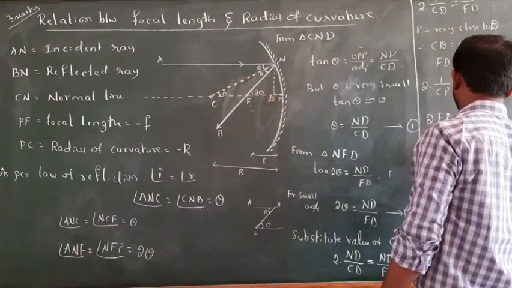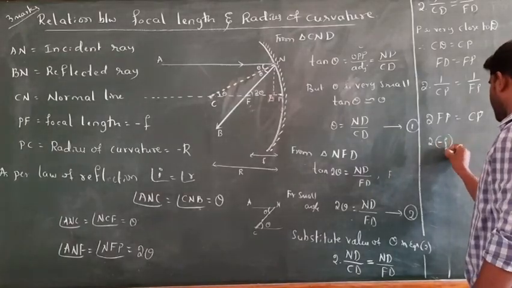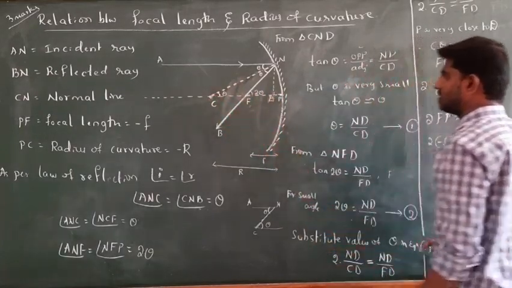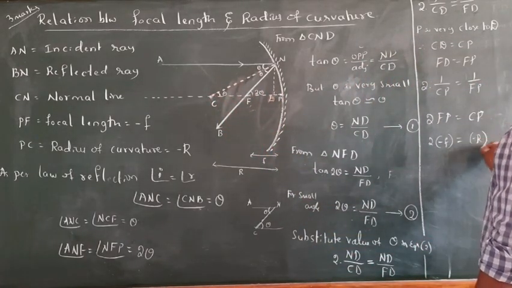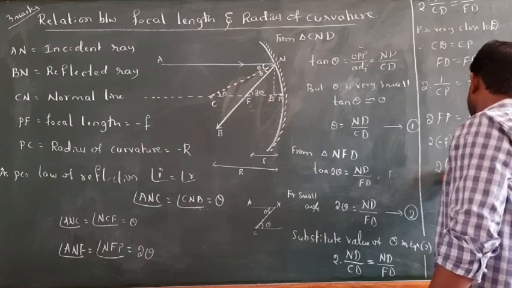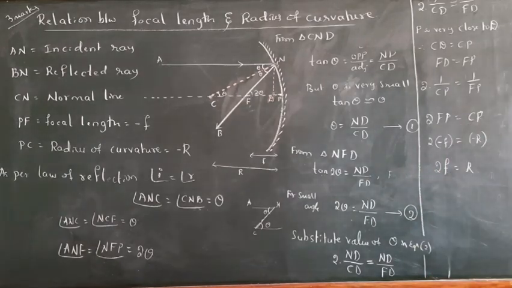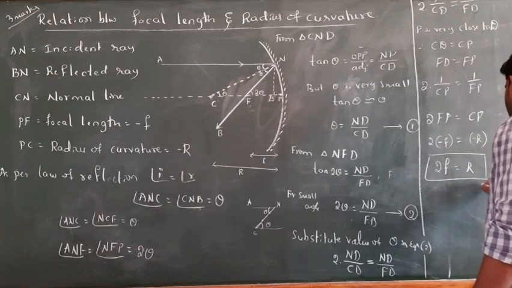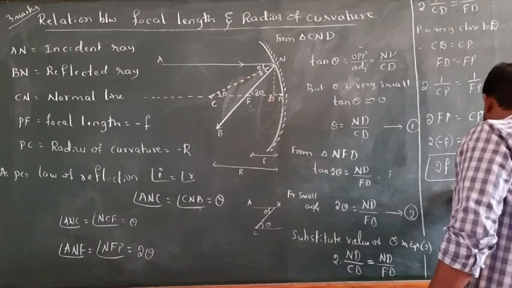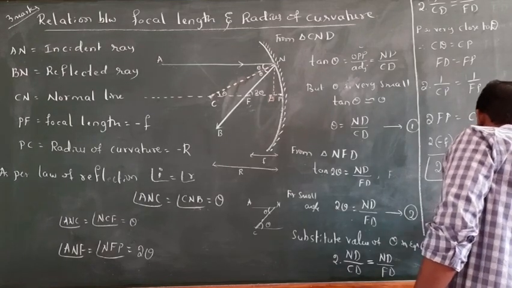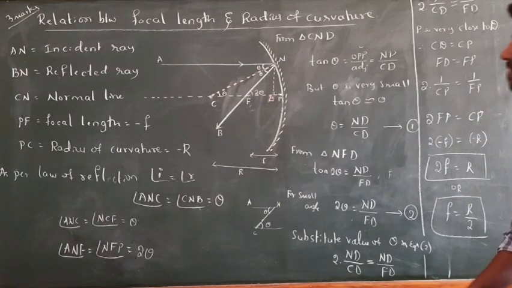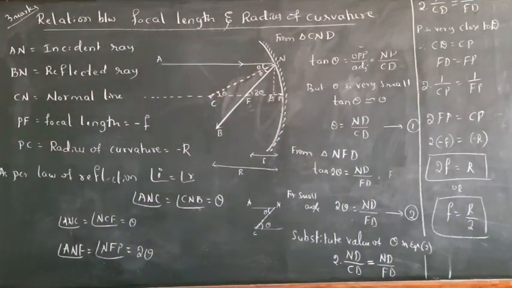But focal length, as per sign convention, is negative. And what is CP? CP is the distance from P to C. This is the radius of curvature, that is also negative, minus R. Here also negative, so we can remove the negative signs. 2F is equal to R. This is the relation between the focal length and radius of curvature. Or we can write F is equal to R by 2. So this is a small derivation, which is often asked in your exam.